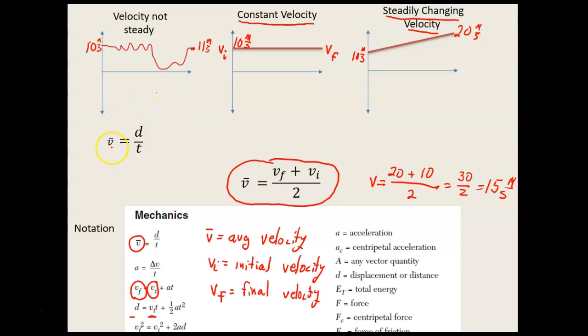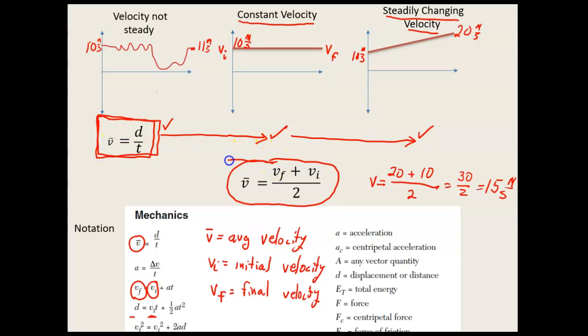So this formula for average velocity being the distance that was traveled divided by time, this applies to all situations. So yes, we use it for situations where the velocity is not steady. We use it for situations where the velocity is steady, and we use it for situations where the velocity is steadily increasing or steadily decreasing. So this formula we can use all the time.